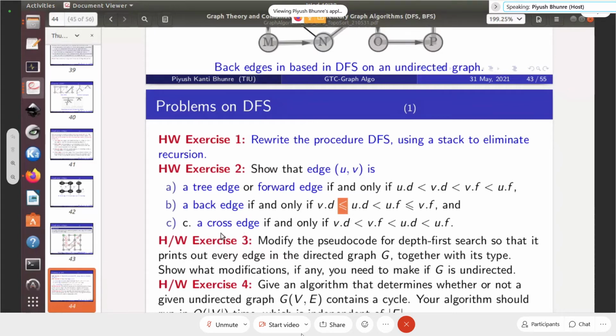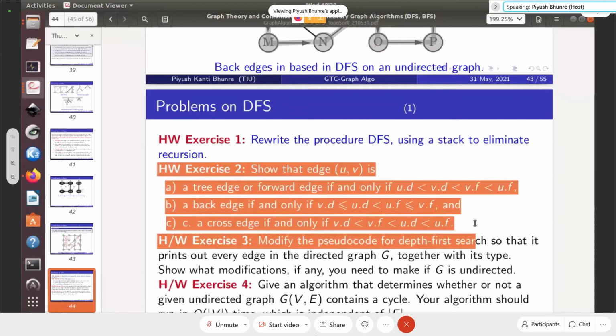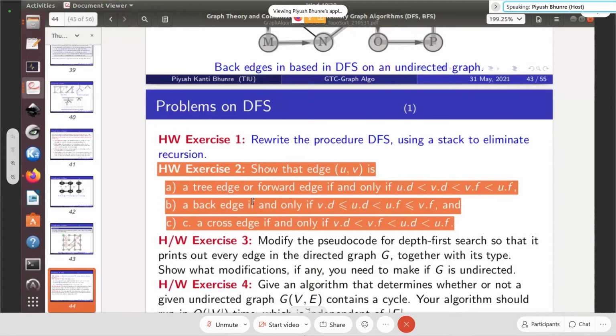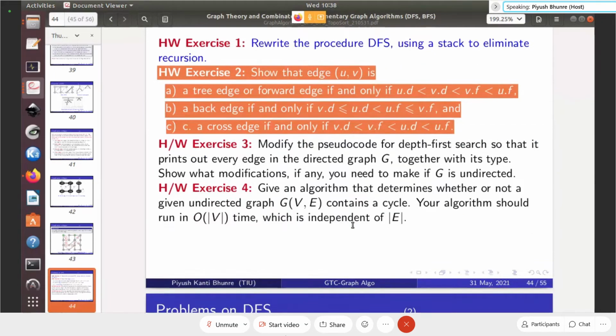So a cross edge will occur if the discovery and finish time interval for v is before the interval of u, and they are totally disjoint. So these three conditions you should follow the definition and try to prove it. They are if and only if conditions, and that's why you can use them for classification.